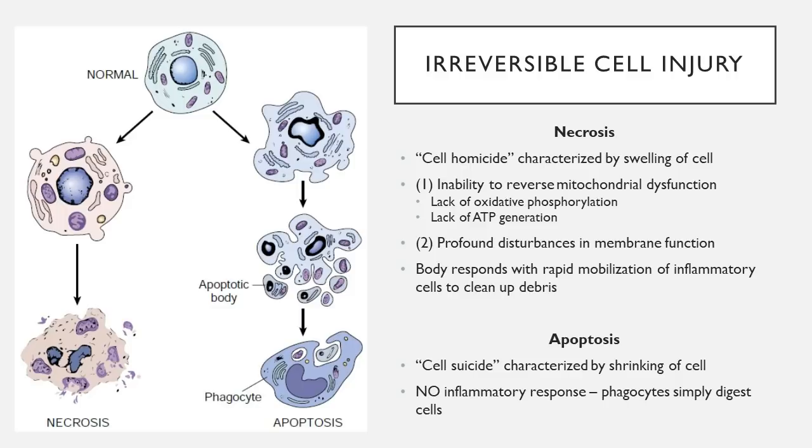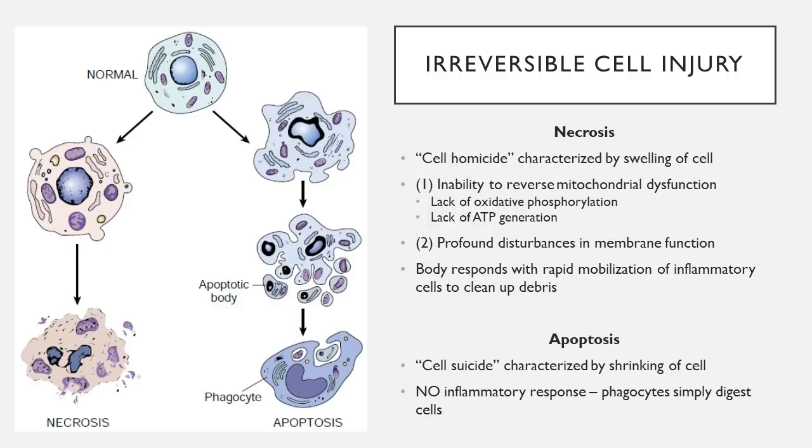And there's two types of injuries that can be introduced in cells. The first is called necrosis, which I like to describe as cell homicide, where a cell is being killed by foreign processes. The two main ways that this can be induced is either by the inability to reverse mitochondrial dysfunction, so a lack of oxidative phosphorylation or a lack of ATP generation somehow. There could also be just a profound and blunt disturbances in the membrane functions of that particular cell.